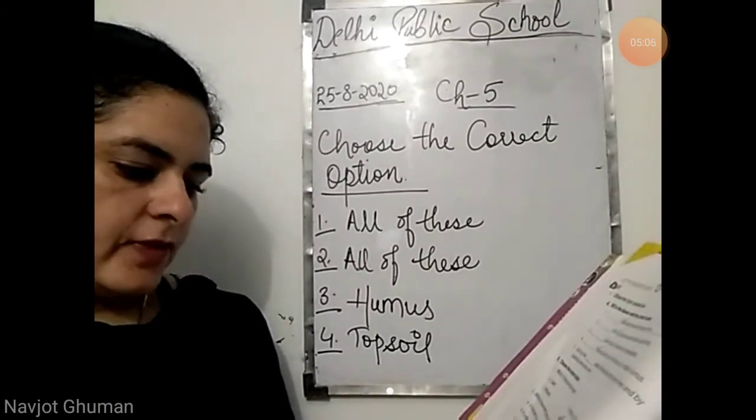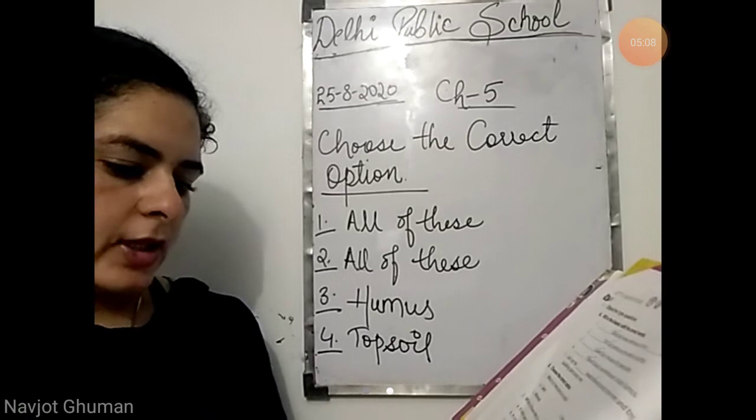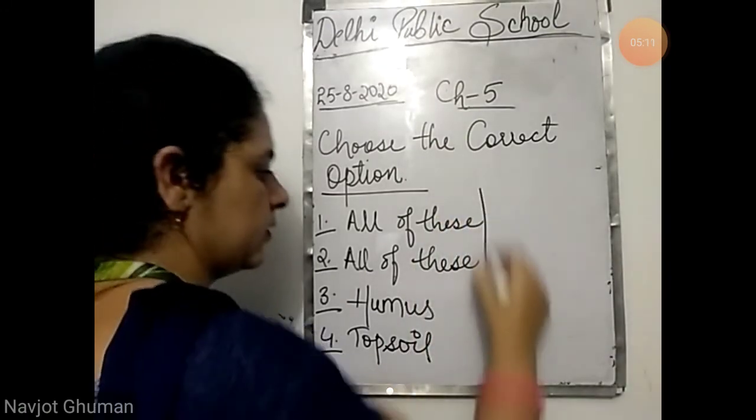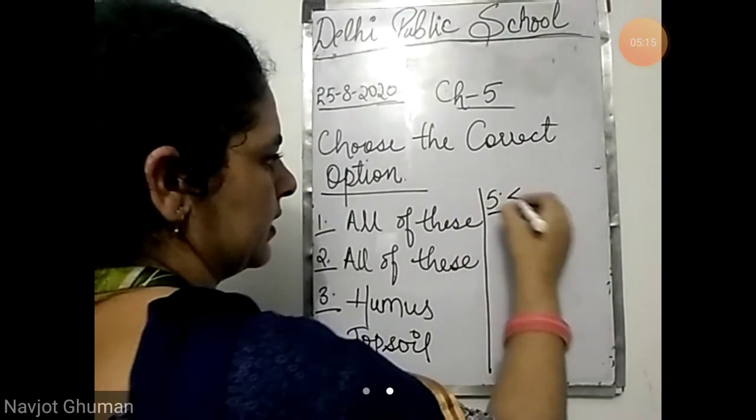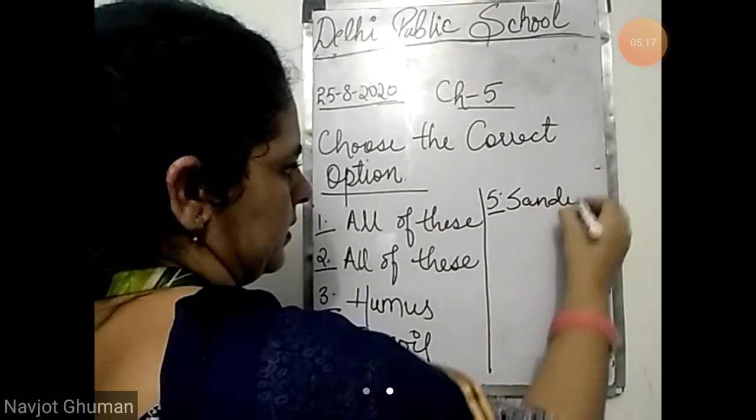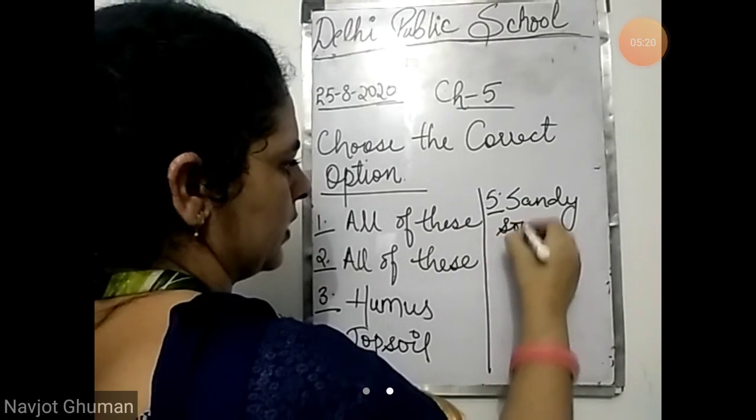Fifth, which of these does not hold water at all? Which type of soil does not hold water at all? We know that is sandy soil. It is very rough and gritty soil.